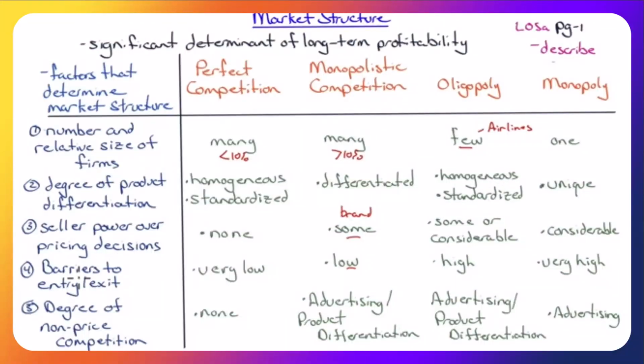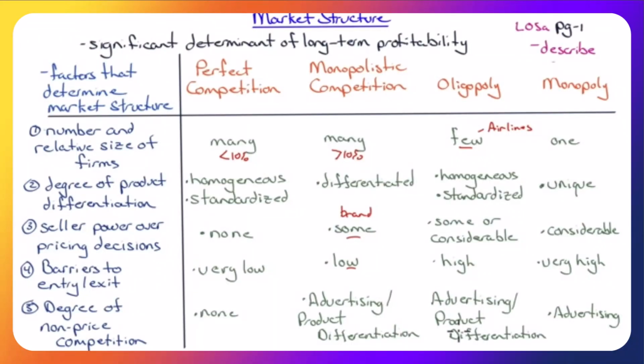Seller power over pricing decisions: there is some power to considerable power. Barriers to entry or exit are very high. That's why there's only a few players in the industry. Degree of non-price competition: advertising and product differentiation. One airline might advertise that they have bigger seats, more leg room, and friendlier staff.